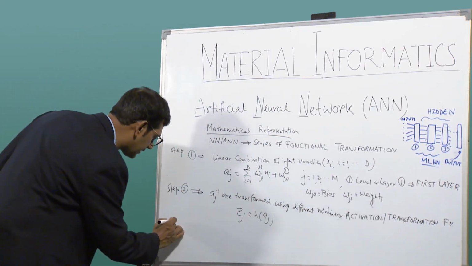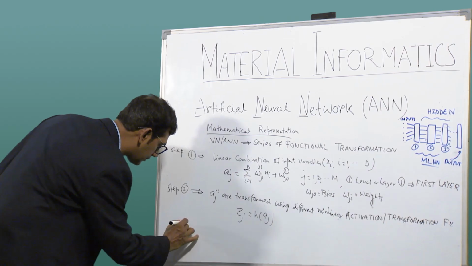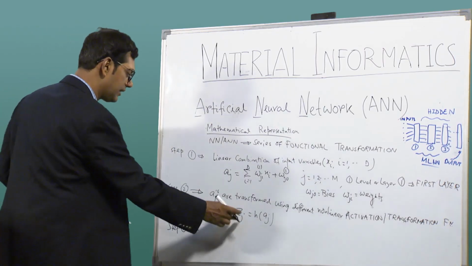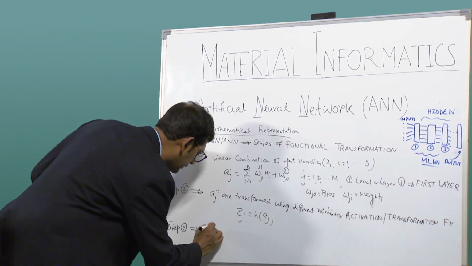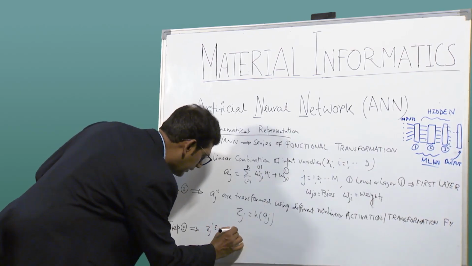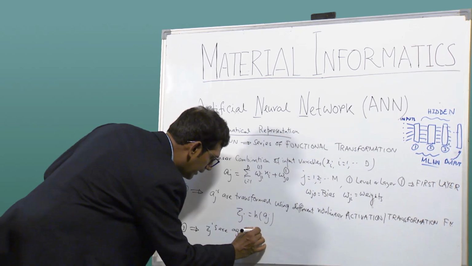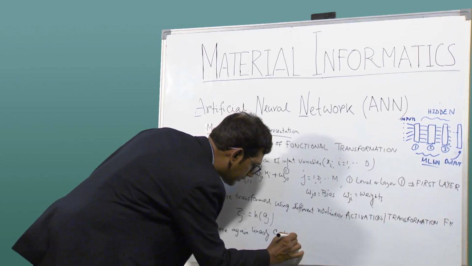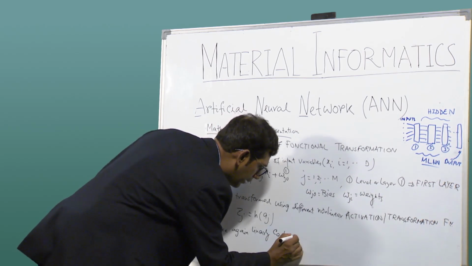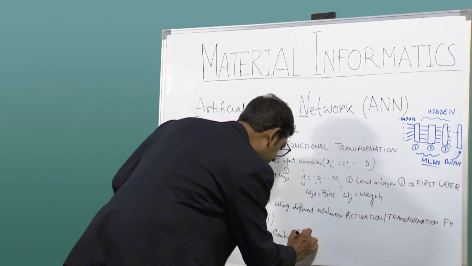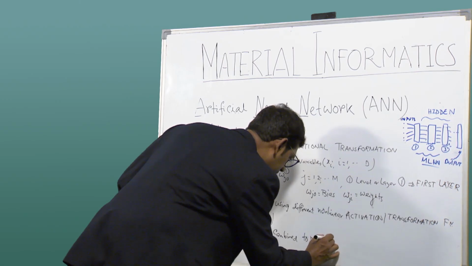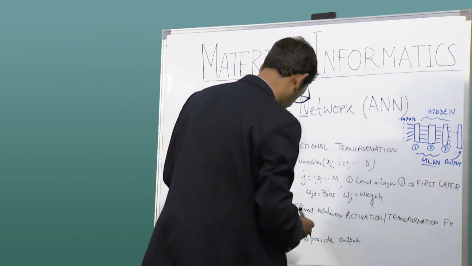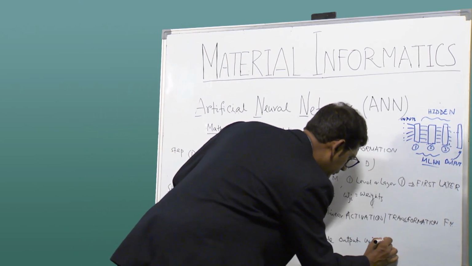So, what is step 3 then? Step 3 is that these values, these Jj's, are again linearly combined, like in the first step where inputs are combined. Here they are linearly combined to provide the output unit activation.